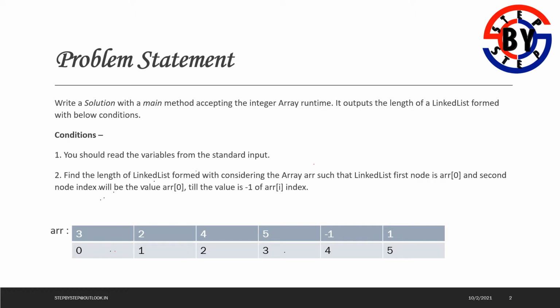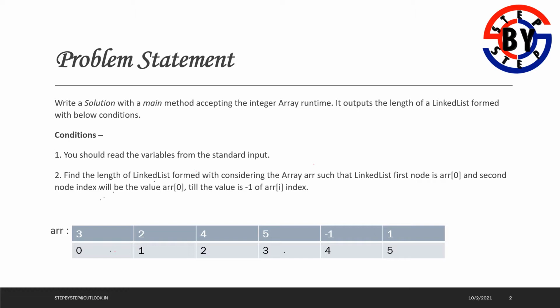And the second node's index will be the value of array of 0, and so on, till the value is -1 at array of I. So suppose this is an array stored with the values 3, 2, 4, 5, -1, 1, and we all know that the array index starts from 0, 1, 2, 3, 4, 5 like that.